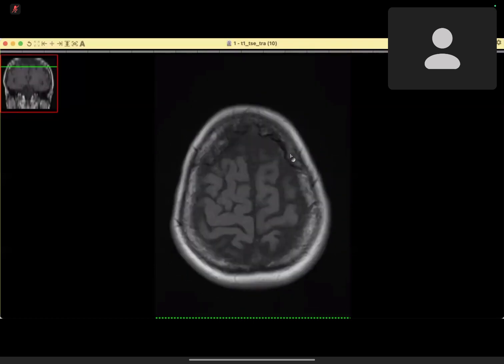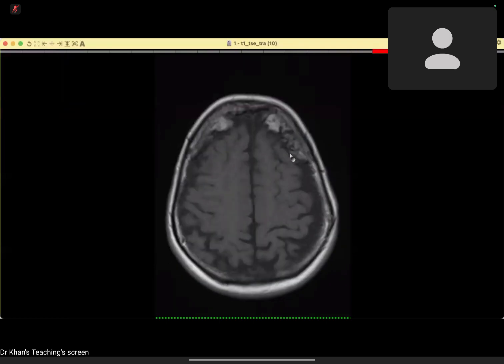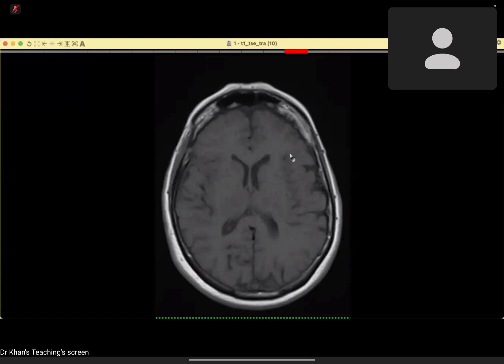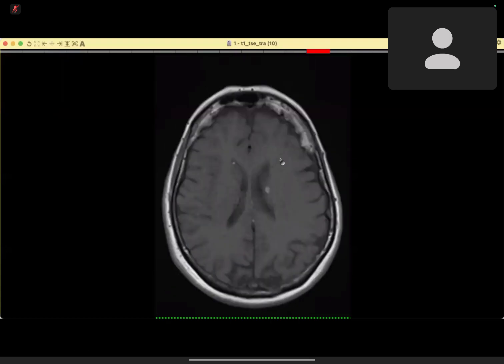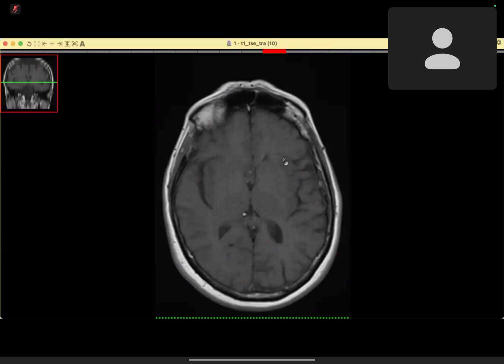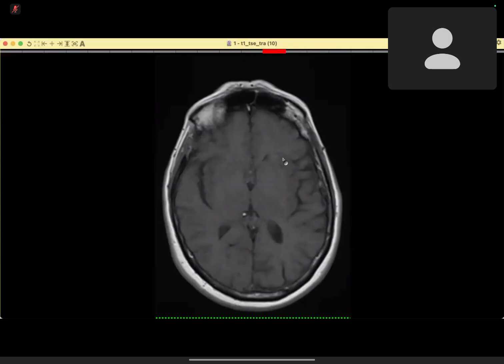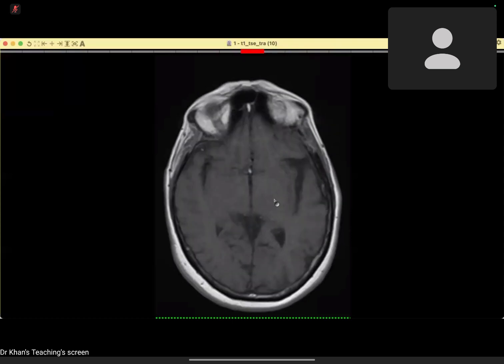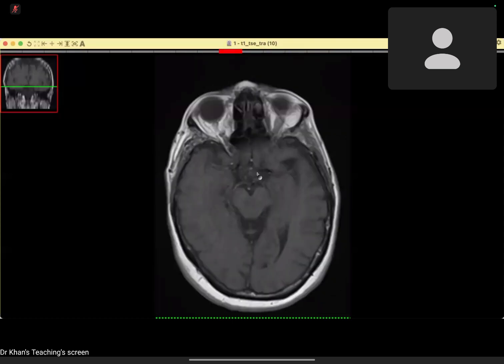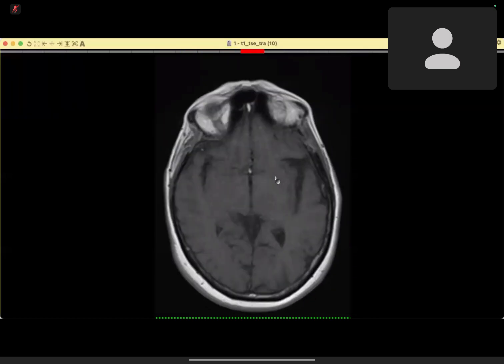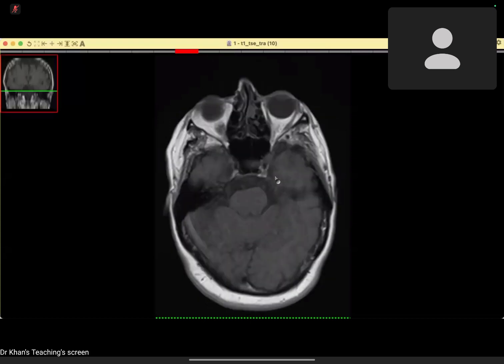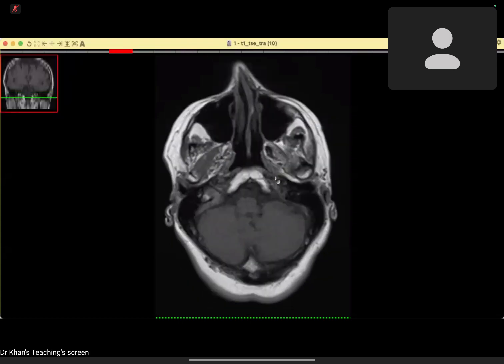So yes, there are multiple T1 hyperintense foci seen scattered within the brain parenchyma. One adjacent to the right frontal horn. One is seen in the left corona radiata region. As I'm going down, there are multiple foci. One is seen in the midline in this cistern area, and multiple other foci are also seen within the suprasellar and the basal cistern region. So these T1 hyperintense lesions could represent multiple fat globules.